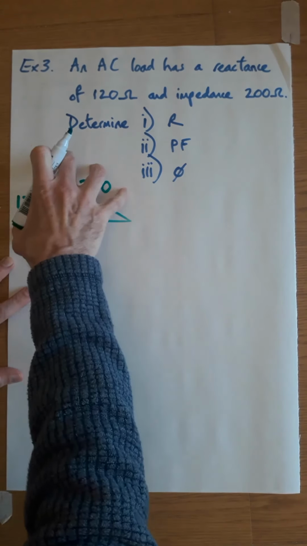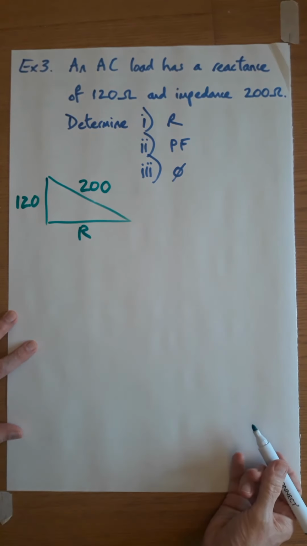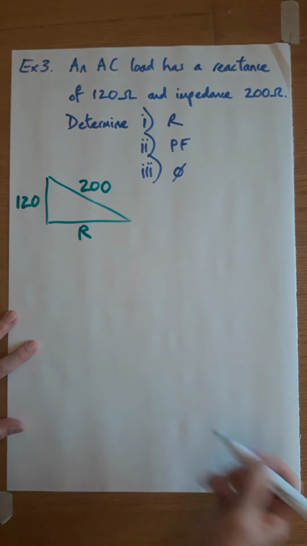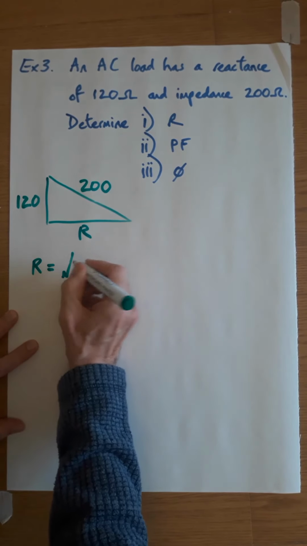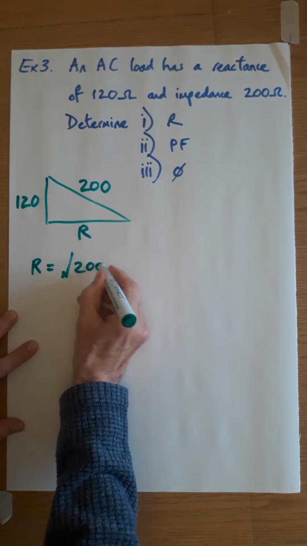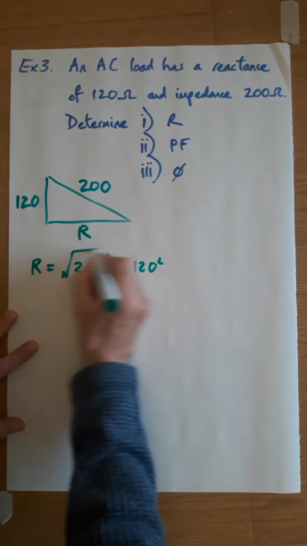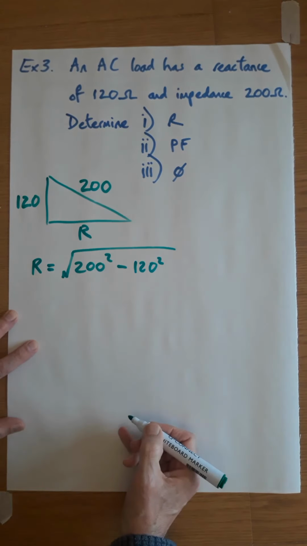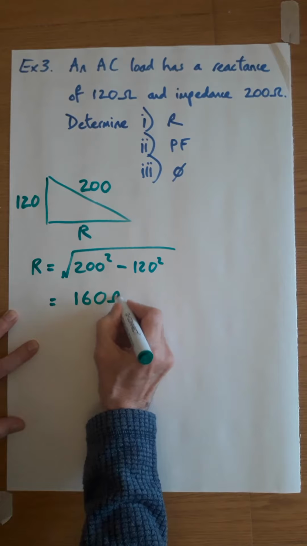So this is an impedance triangle. You've got the information for it. We now need to begin to work through it. To calculate R then, Pythagoras, the square root of the big one minus the smaller one. If we put that in the calculator, you should come to 160 ohms.